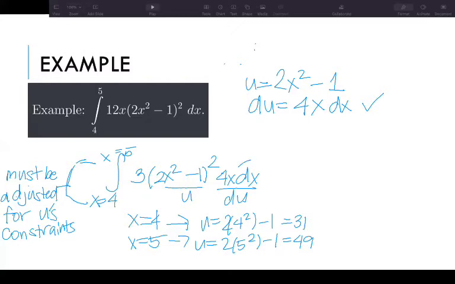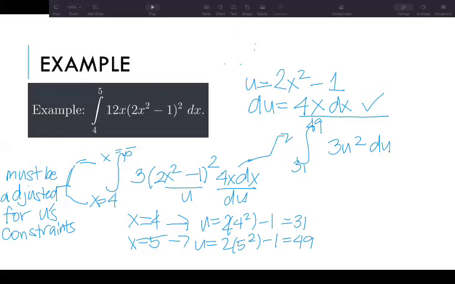Then we substitute all of that to our new definite integral. 31 at the bottom, 49 at the top, and we have 3u squared du. So as we can see, the important thing here is that we need to change x to u just like how we change it with the u substitution. You should take note of that because this is a careless thing that you might do when using definite integration via u substitution.